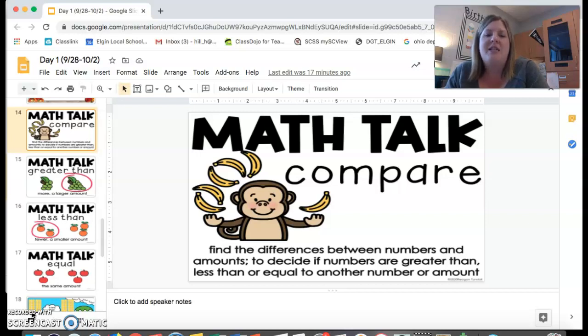So this slide right here says math talk, compare. Find the difference between numbers and amounts to decide if numbers are greater than, less than, or equal to another number or amount. So that's what we're going to talk about today.